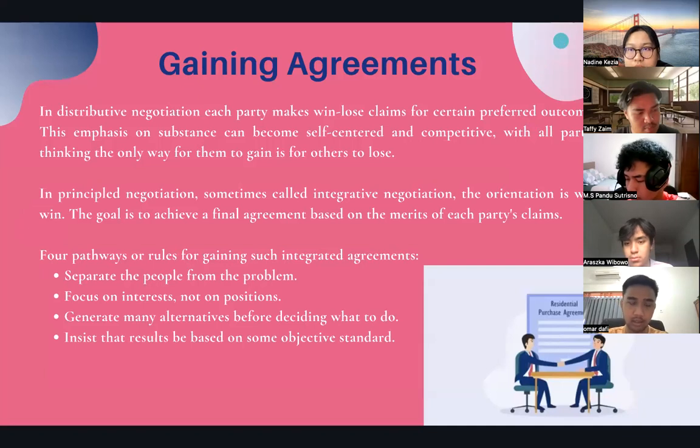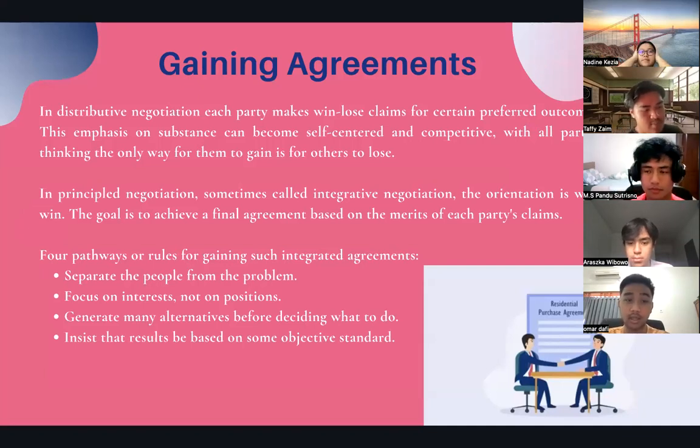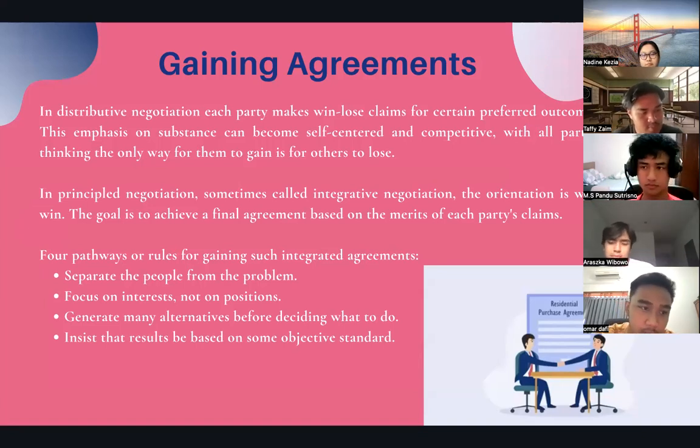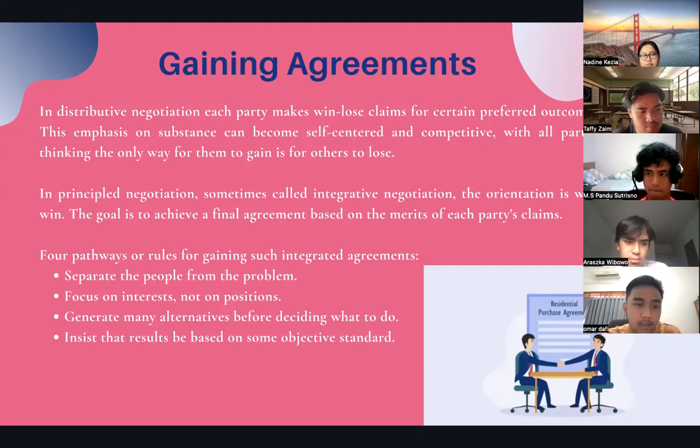Gaining agreements. In distributive negotiation, each party makes win-lose claims for certain preferred outcomes. This emphasis on substance can become self-centered and competitive, with all parties thinking the only way for them to gain is for others to lose. In principled negotiation, sometimes called integrative negotiation, the orientation is win-win. The goal is to achieve a final agreement based on the merits of each party's claims.